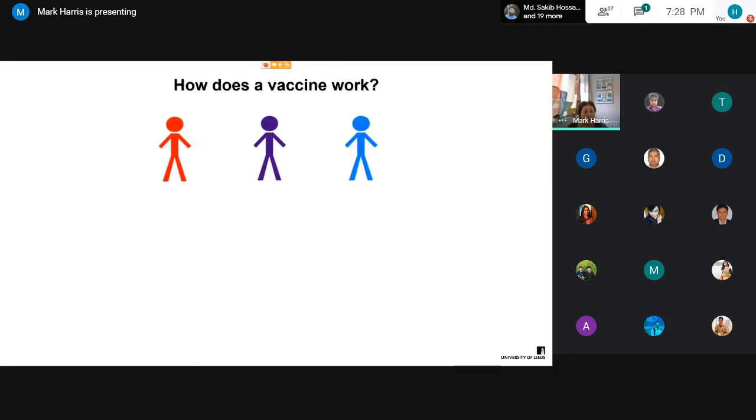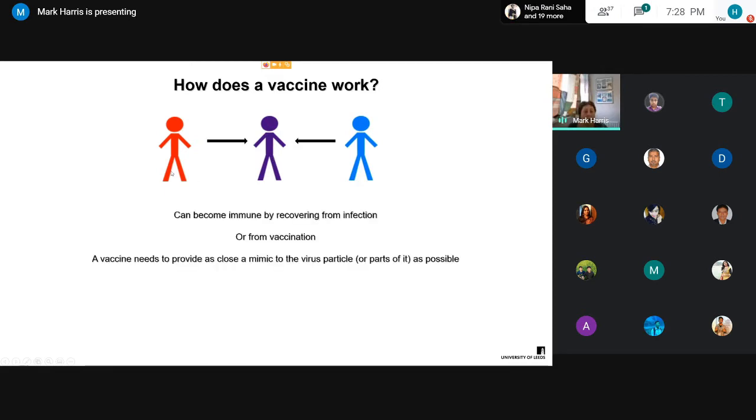So how does the vaccine work? Well, to do that, I've got these three people. I've got a person who's naive, so who's never come into contact with a pathogen. I've got somebody who's recovered from infection or been vaccinated, and somebody who's infected. So in other words, you can become immune, like this purple person, from having the infection and recovering from it, or from being vaccinated. So in order for a vaccine to work in this way, it's got to be a mimic, a really good mimic of the pathogen, or it's got to be a good mimic of part of the pathogen, as it possibly can be. And there's lots of ways of doing that.